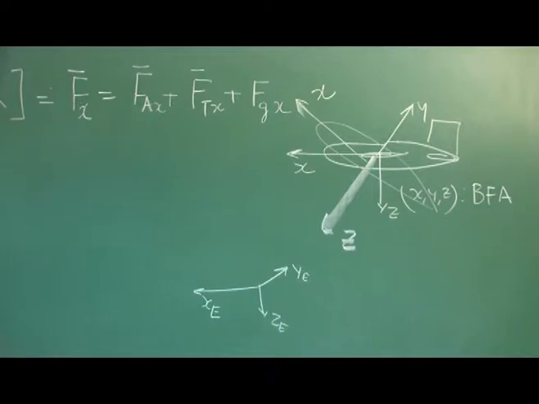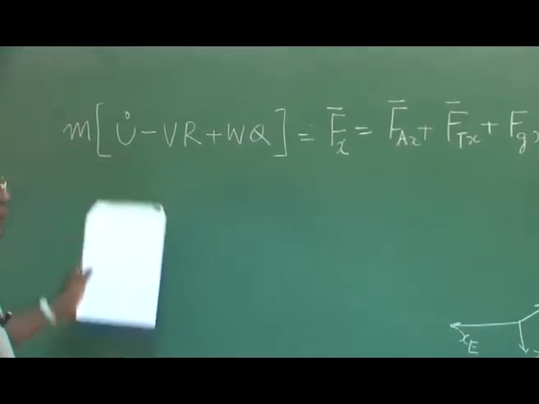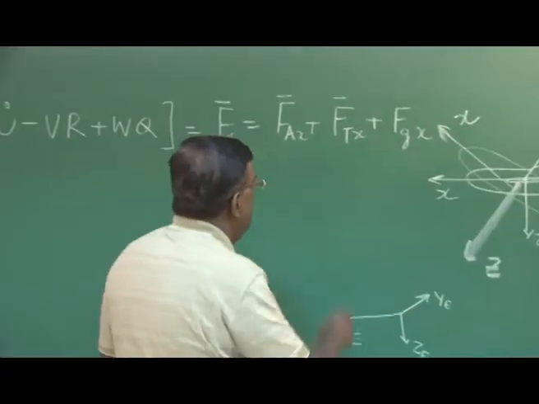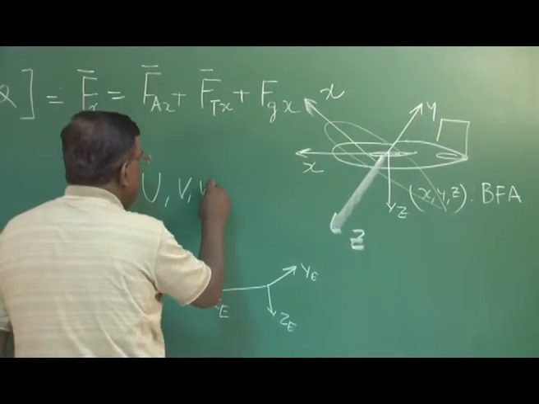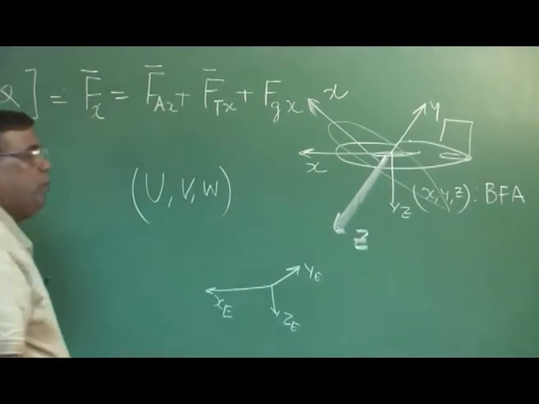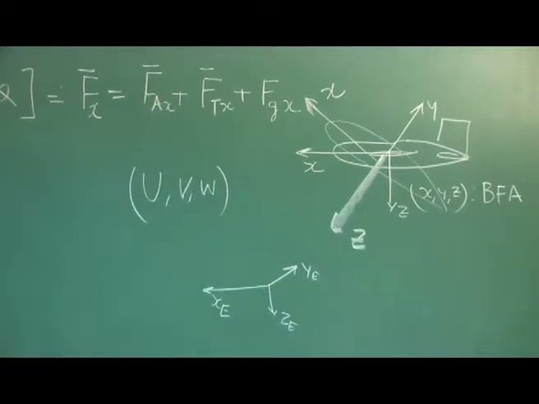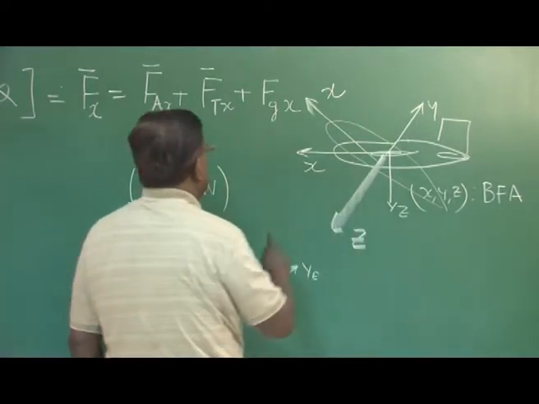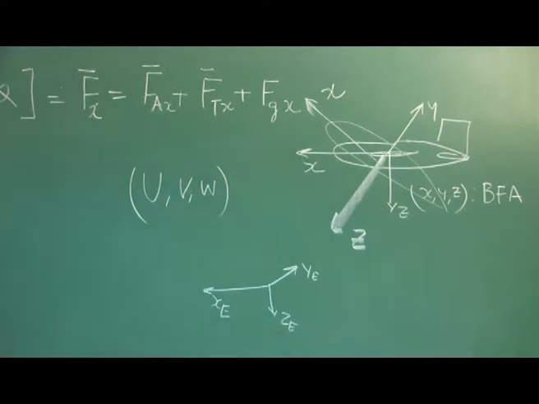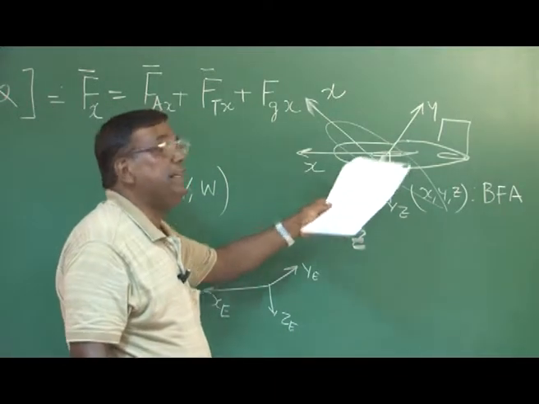And when I write this equation, what does this mean? It means u dot. What is this u dot? In the body fixed axis system, u, v, w are the components of total velocity which is measured with respect to the inertial frame, but resolved along the body x, y, z axis, right? And since the body x, y, z axis is changing its orientation, naturally u, v, w also go on changing.